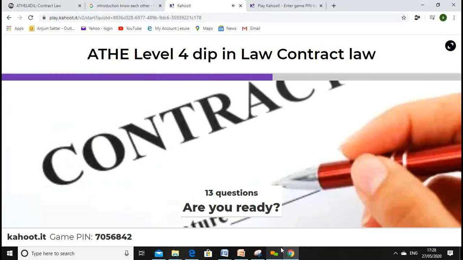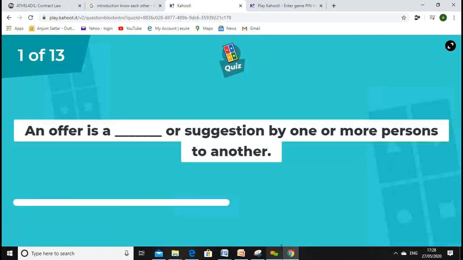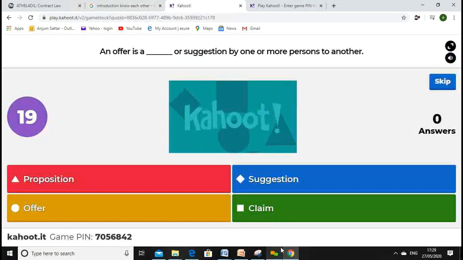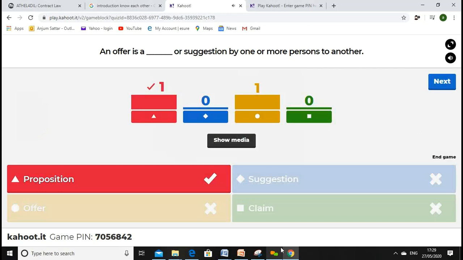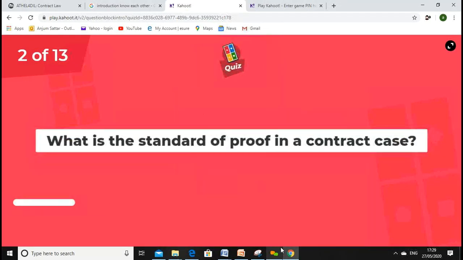On your screen you will see different colors and you have to pick the color. We have offer and acceptance: a suggestion from one or more persons to another. So what do we think? You have 18 seconds. Is it a claim, is it a suggestion? An offer is a suggestion by one or more persons. Oh, I pressed the wrong button, sorry. No, that's fine, don't worry. It's not a quiz, it's just a matter of recapping.